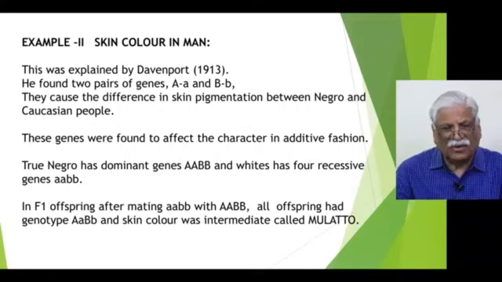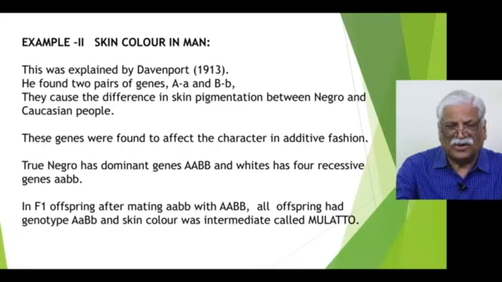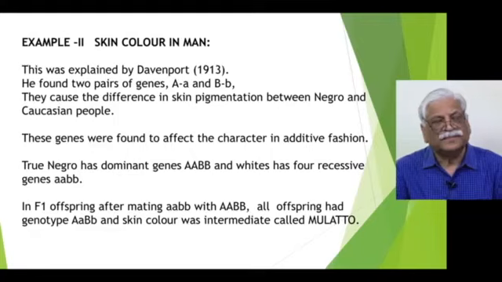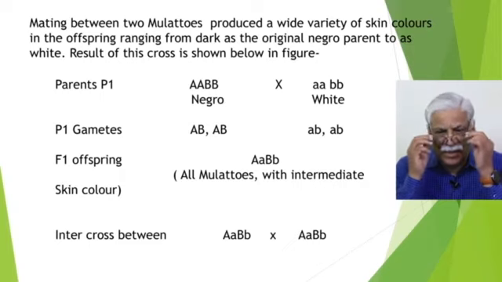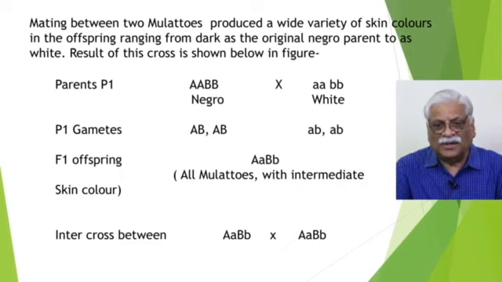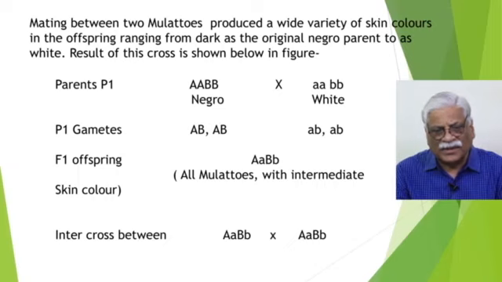Not very dark, not very light, an intermediate skin color, and this color is called mulatto, which was first called mulatto by Davenport. Here is an example you can see in this cross. The parents' condition is always known as P1. You can say there is a cross between AABB, which is the capital, dominant Negro character, and aabb, which is the small, white character or small white skin.